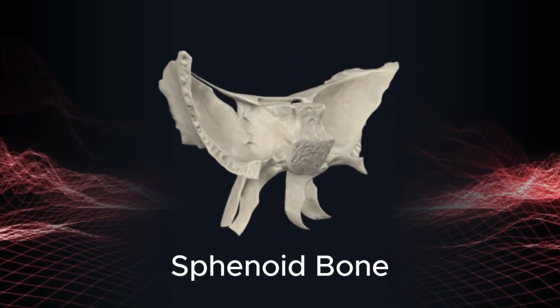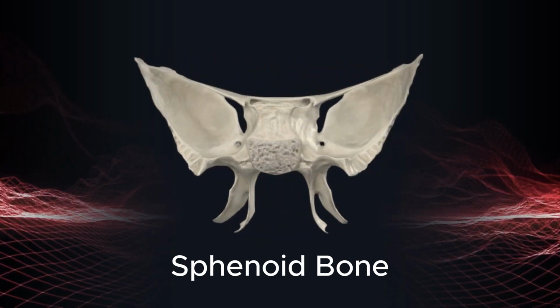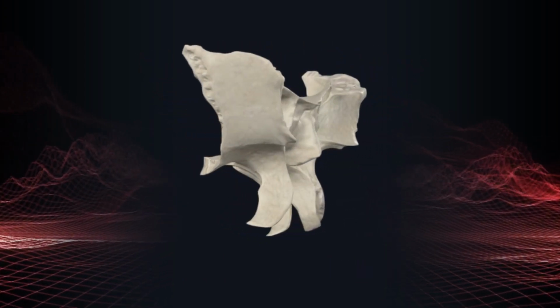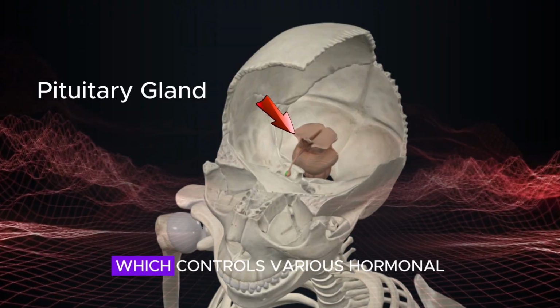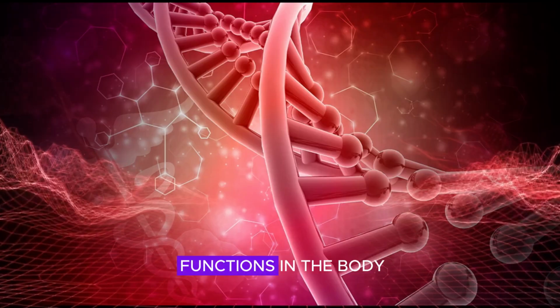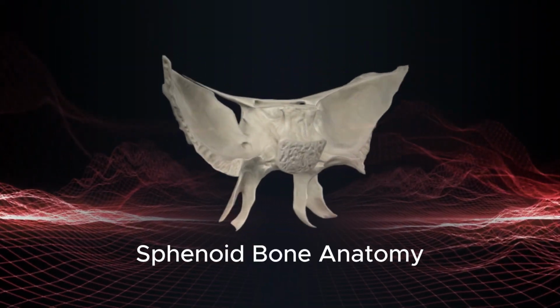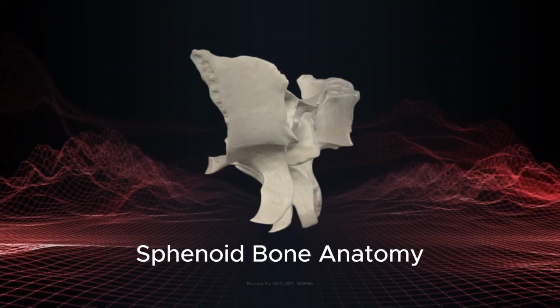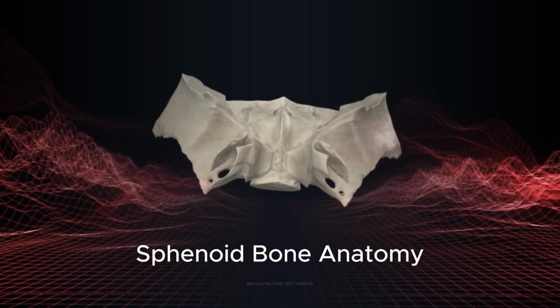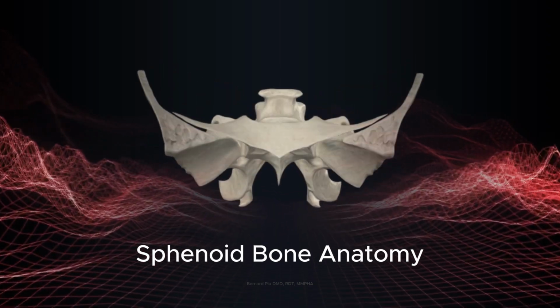It plays a vital role in forming the cranial base and houses important structures like the pituitary gland, which controls various hormonal functions in the body. Moving on to the complexity of the sphenoid bone's anatomy, it's truly remarkable with its multiple parts and intricate relationships with neighboring bones and structures.